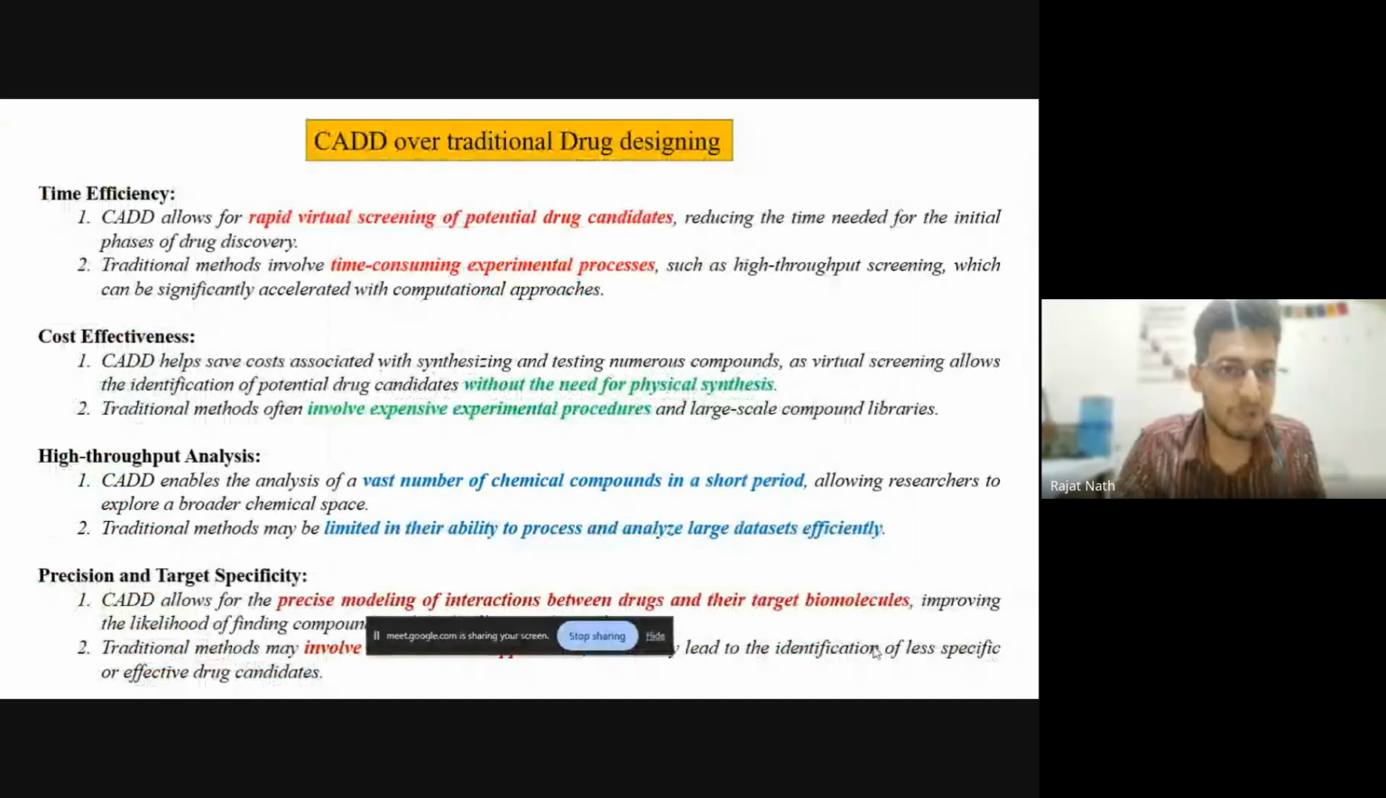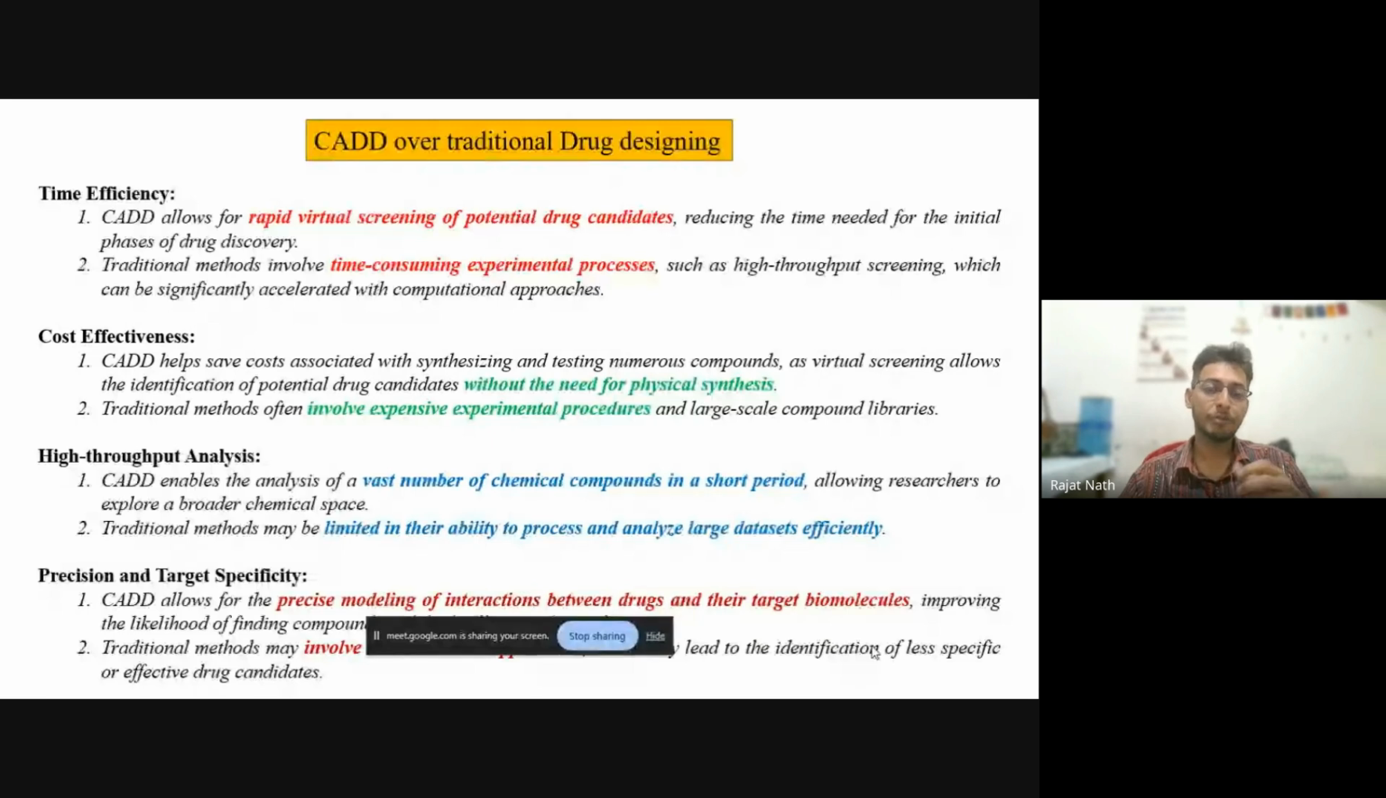So why CADD? CADD means computer-aided drug designing. And why not traditional drug designing? Basically, there are two most important reasons why we choose computer-aided drug designing over traditional drug designing. The first one is the cost, and the second one is the time. To develop a drug by traditional methods, it may take 10 to 20 years.